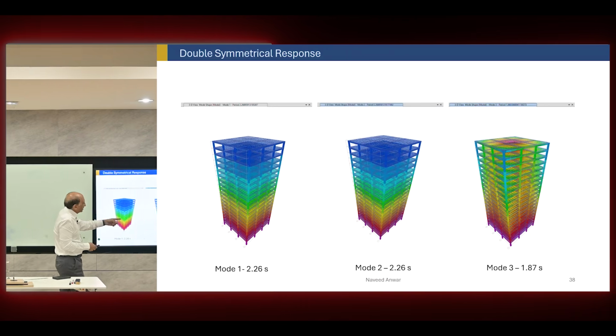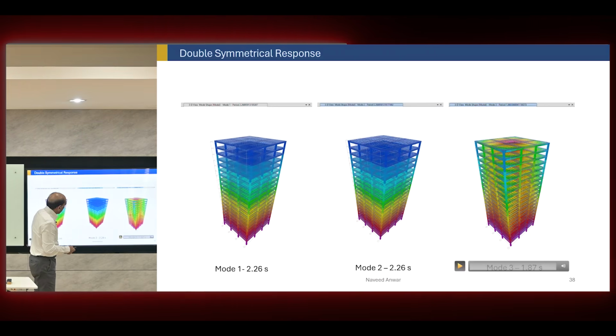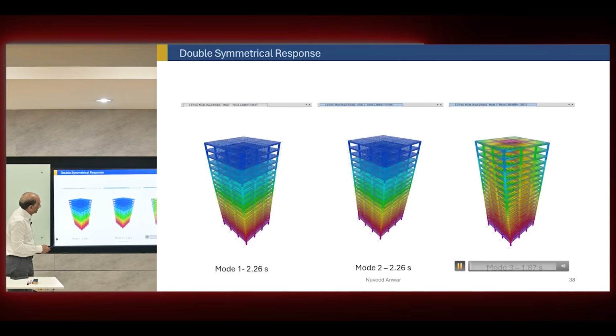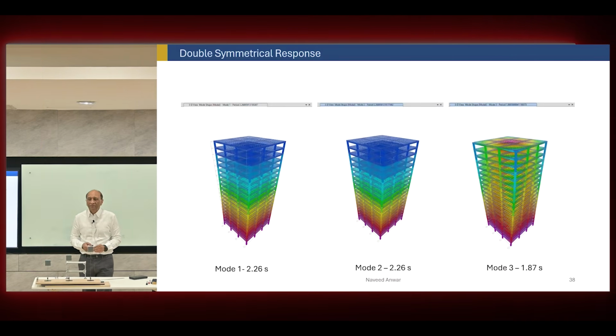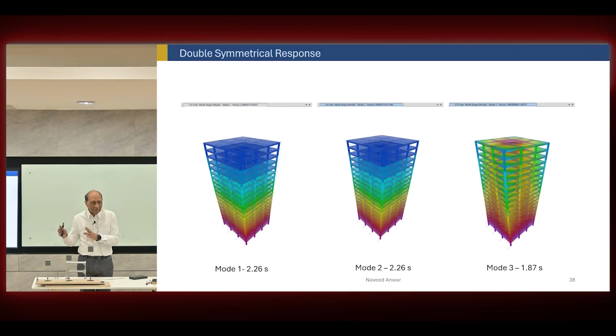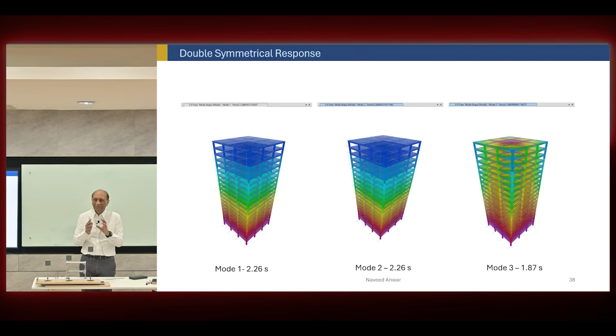Okay, so this is the third mode. First mode, second mode, and third mode. This is the behavior you would expect for a perfectly symmetrical building: X, one direction, two direction, and then torsion.